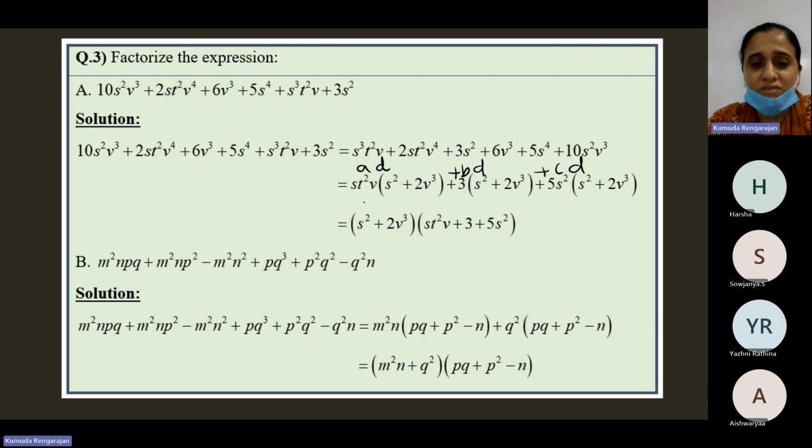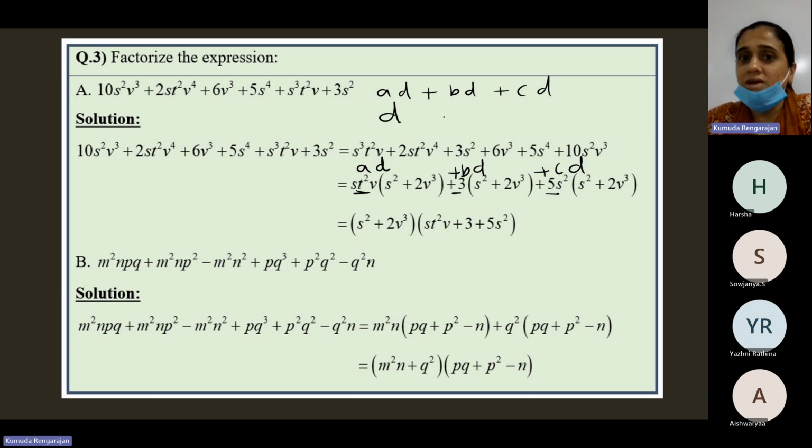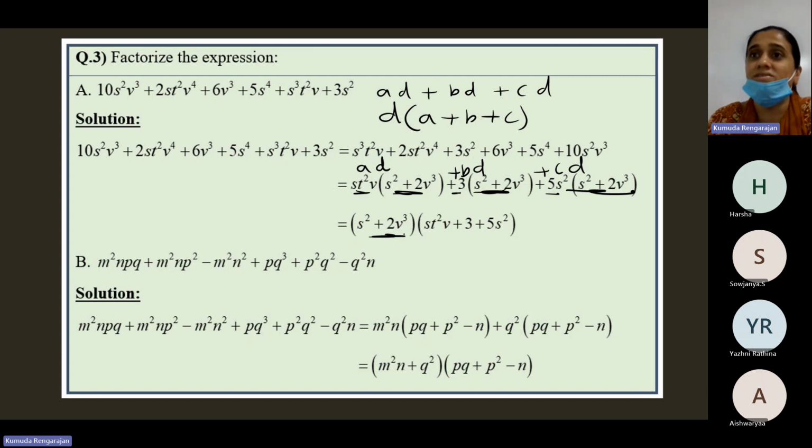But outside we have different terms, so we've called them A, B, C. So what we have is like AD plus BD plus CD. Now what's common here? D is common, right? So then in the bracket, what will you write? A plus B plus C. That's what we've done here. This is common, this is common, so we write it out once. D is common, so you put D outside and then A plus B plus C in the bracket. This is common, so we write it out once and then we put all this in another bracket.